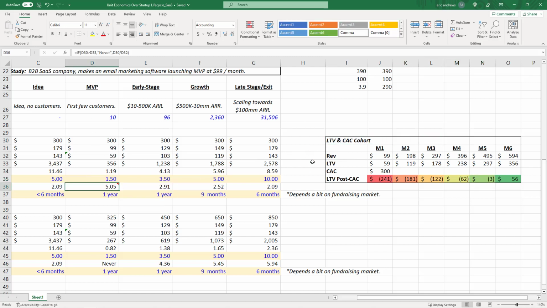So for the MVP, we're saying that in month 1, customers pay $99. In month 2, they pay $99 plus another $99, so this is a cumulative revenue. By month 3, each customer has spent $297. By month 5, they've spent $495, and by month 6, they've spent $594.